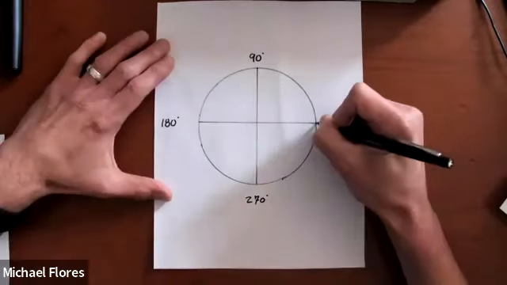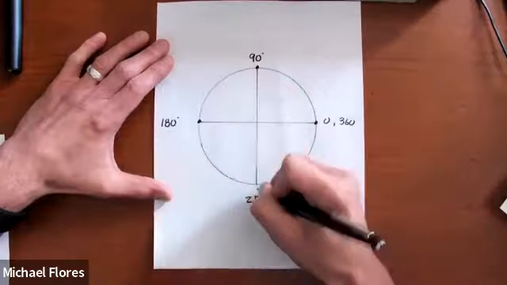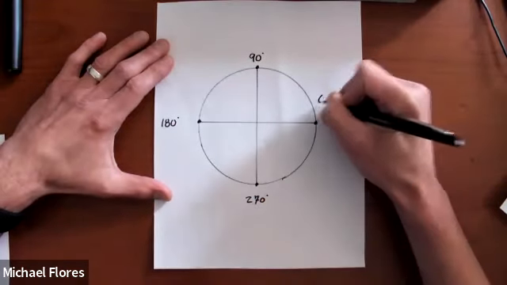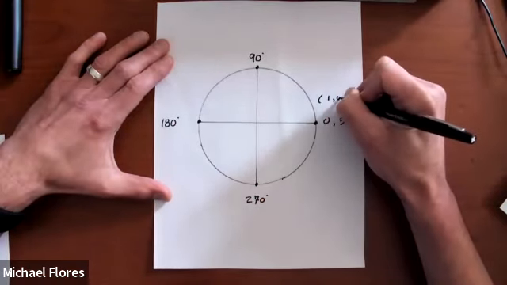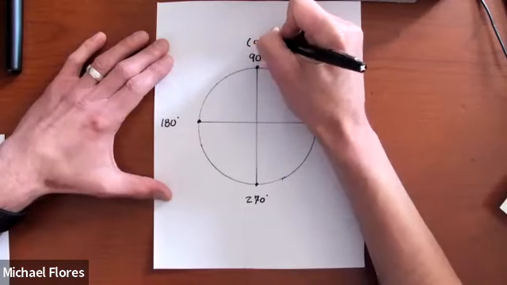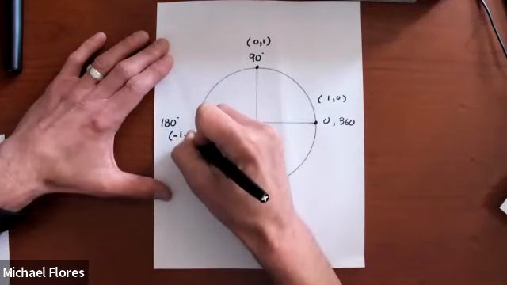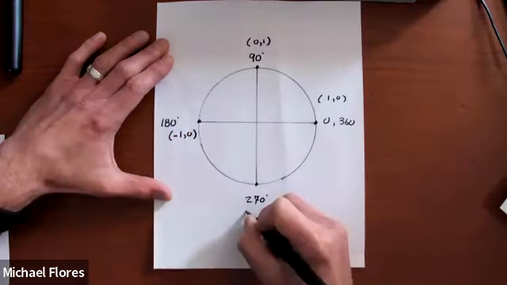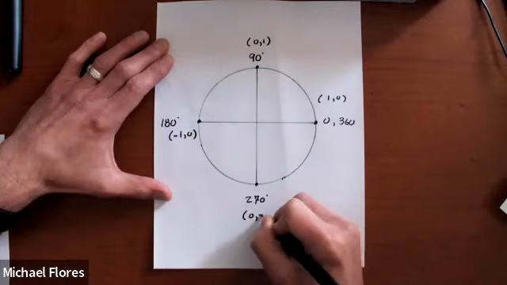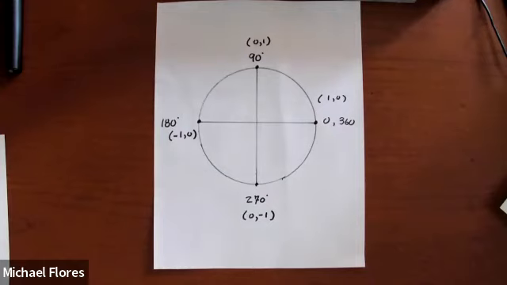Now, these quadrant angles have some coordinates that are a lot more friendly. Here it's 1, 0. Here it's 0, 1. Over here, -1, 0. And over here, 0, -1. Okay, I have given you your cosine and sine values of your quadrant angles.